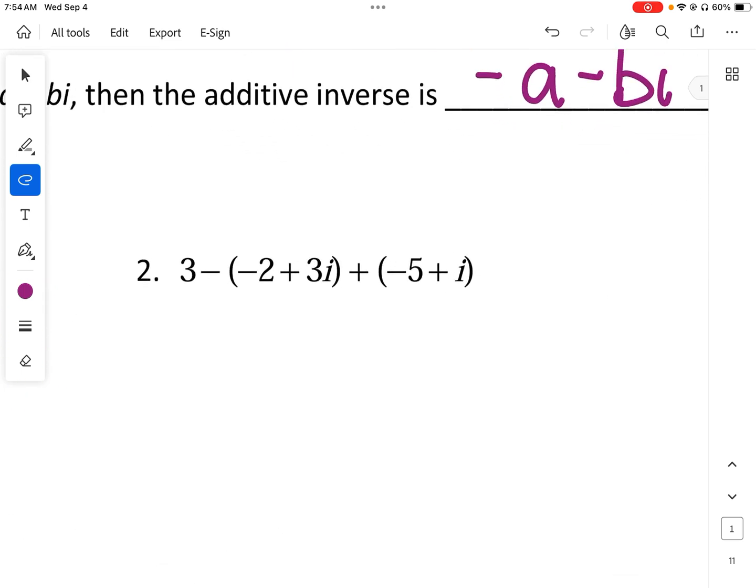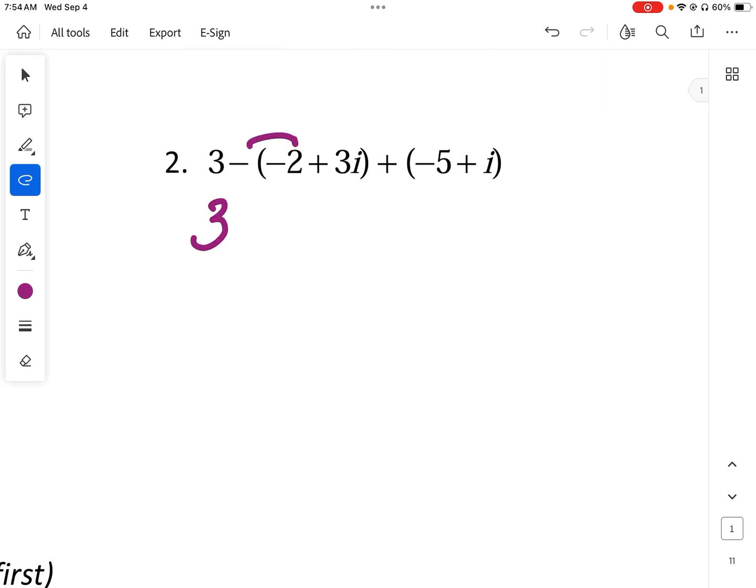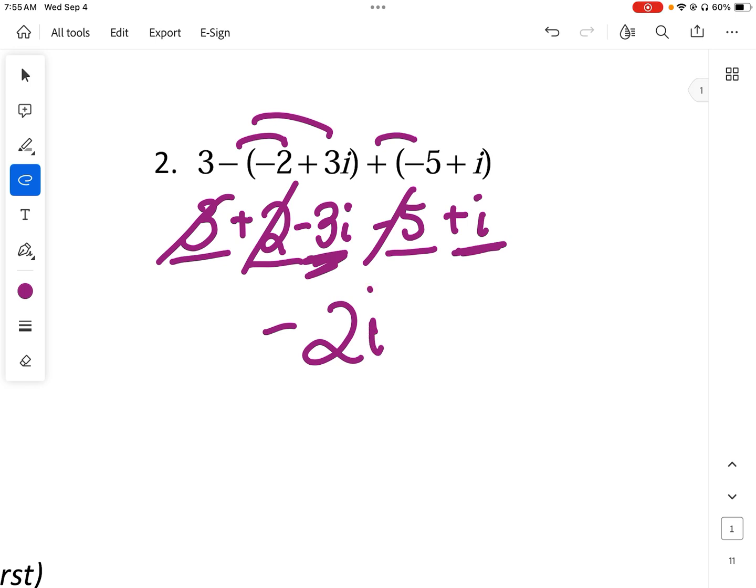Let's go to the next one. Going to do the same thing, get rid of parentheses. So this is 3, plus 2 minus 3i. And then this is all positive, so really that's going to be minus 5 plus i. Then combine your like terms. Our constants: 3 plus 2 is 5, minus 5 is 0. It's not always going to do that. It just did it in these examples, so don't get used to that. All right, negative 3i plus 2i is negative 2i. Negative 3i plus i is negative 2i.